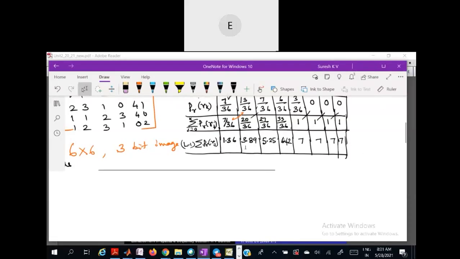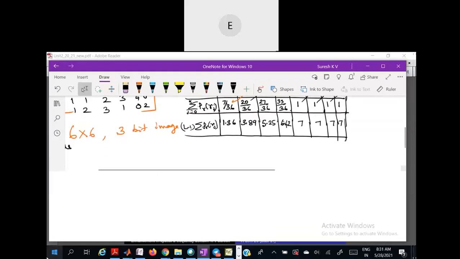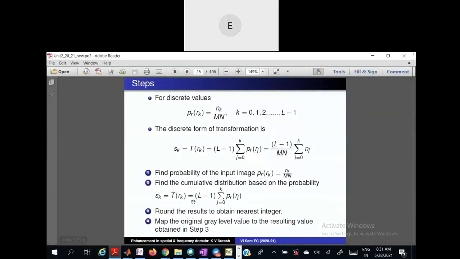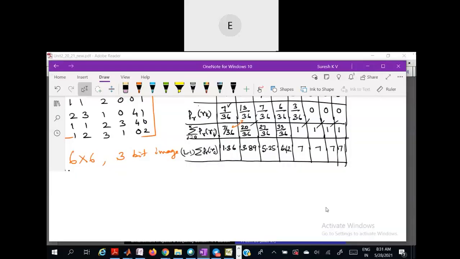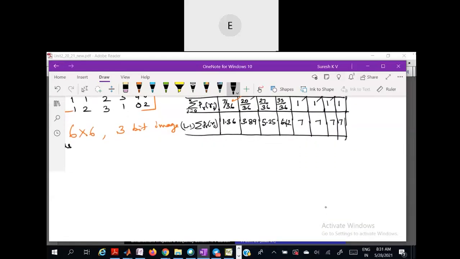Okay, so I hope you understood the steps now. Look at the steps. I have done this now. Now whatever you have got, round the results to obtain the nearest integer. So let us just round them off, and those will be the output gray level values SK. This will be your SK.